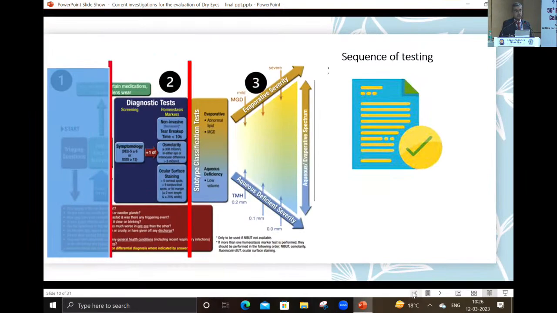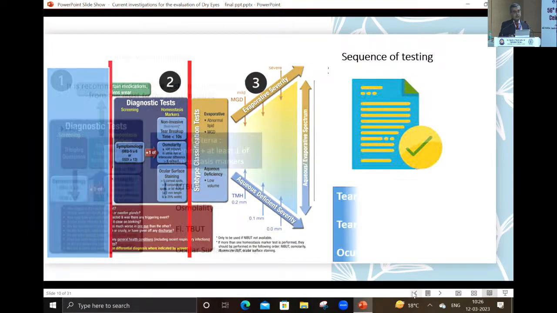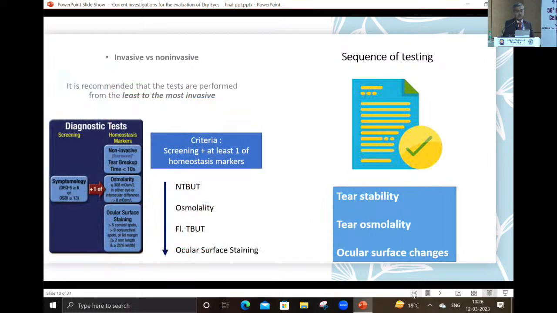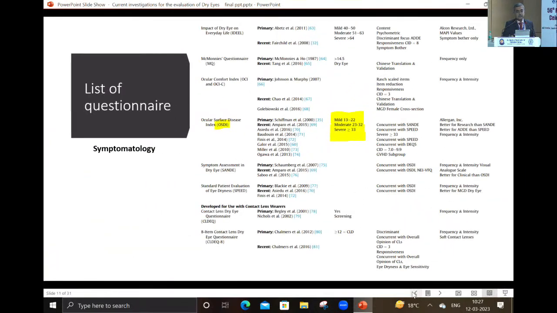Once you have made a decision that this patient does need a dry eye investigation, you go to the second part, the diagnostic test, where you have two things: one is the screening of the patient as well as the homeostasis markers. The criteria is that you have to do the tests from the least to the most invasive, and what you are trying to find out is whether your tear is stable, what the osmolality is, and what the ocular surface changes are. The criteria is that along with the screening test, we should have at least one of the homeostasis markers positive.